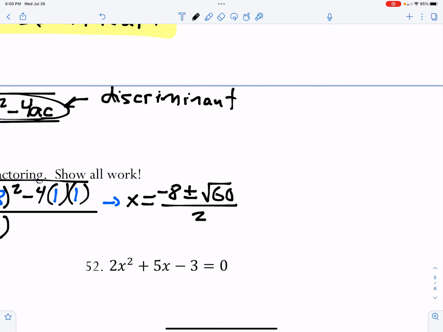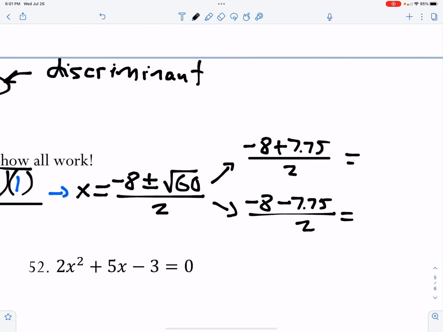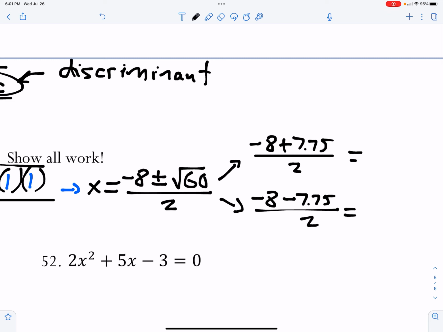Now at this point, we have a plus and a minus, so we can split it into 2 possible answers. Negative 8 plus, well, the square root of 60 is about 7.75, divided by 2 equals, and then we'll split it into the other possibility, which is negative 8 minus. Remember, 1 is plus, 1 is minus. So minus 7.75 divided by 2. Pause the video and go ahead and complete the calculation for the 2 solutions using the quadratic formula.